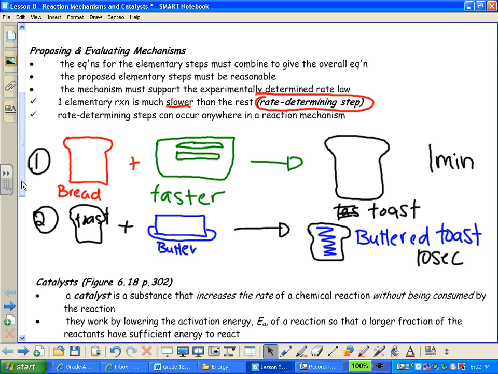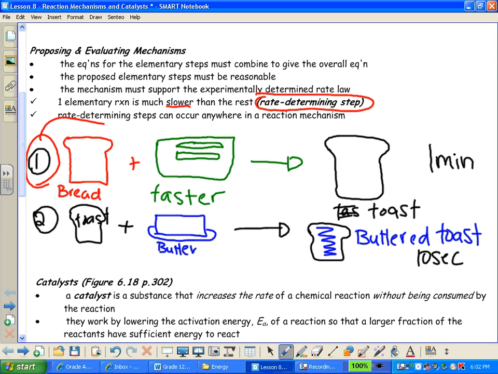So looking at these two reactions, which one of them is actually going to control the amount of butter toast that we can get in the end result? Is it going to be reaction number 1, or reaction number 2? Obviously, it doesn't matter how much butter we have. If we don't have toast to butter, we cannot make buttered toast. So what controls the amount of buttered toast we can make? It's determined by reaction number 1.